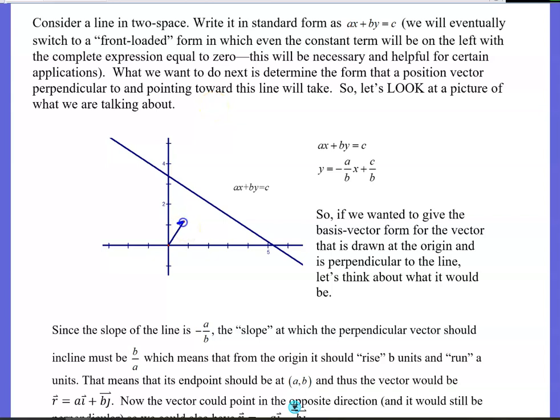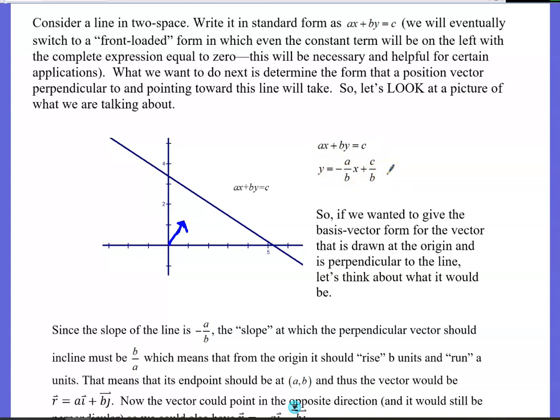I basically want this little guy. See this little guy down here? It's headed from the origin towards the line, and it's going to be perpendicular to the line. So this is my little picture. Here's my standard form of my line. If I change this line into slope-intercept form, this is what it would look like. I literally subtracted the AX and divided everybody by B. I think everybody's fine with that.